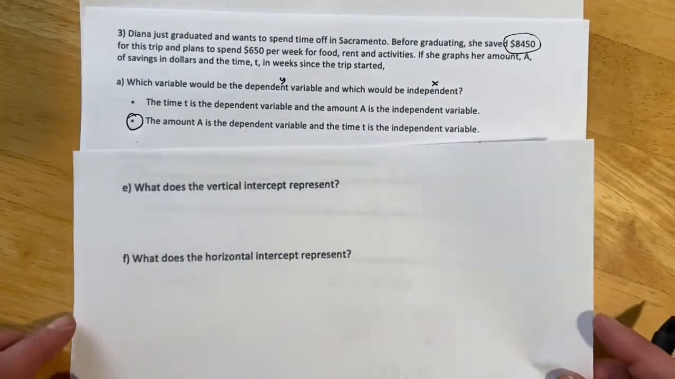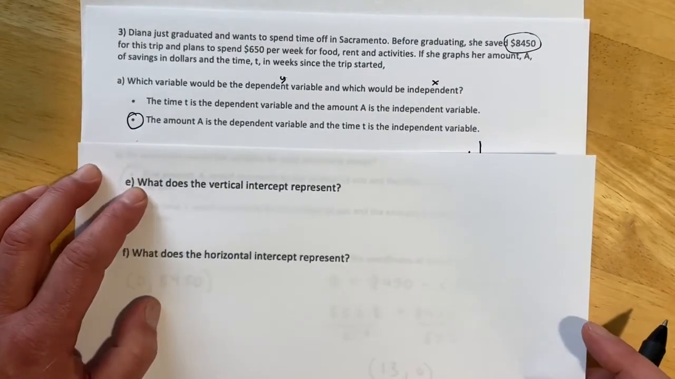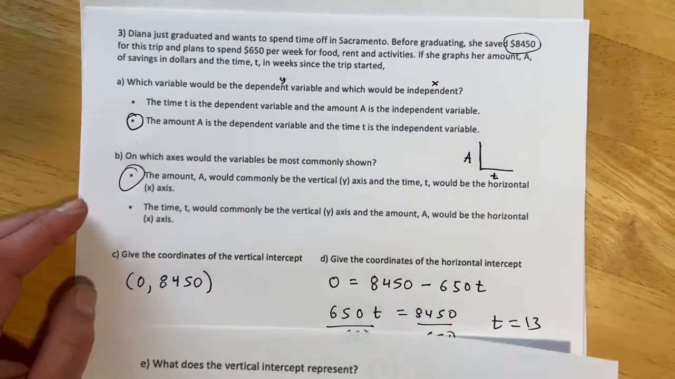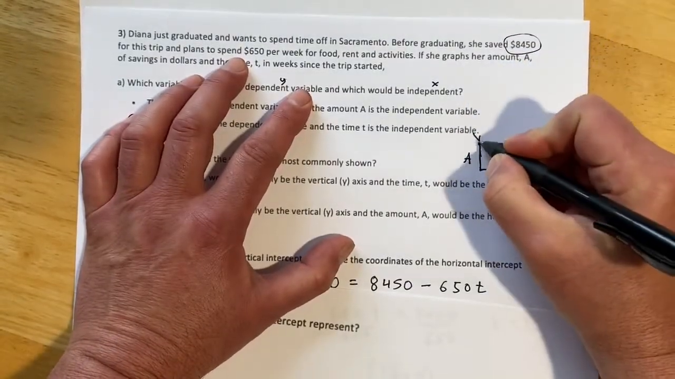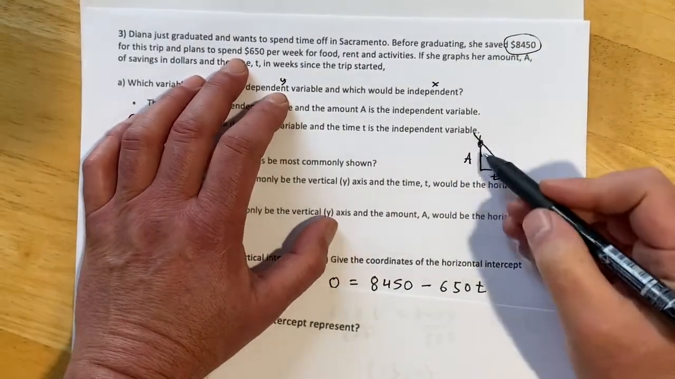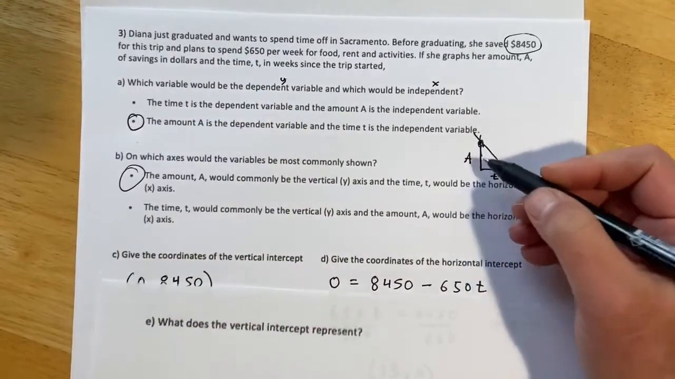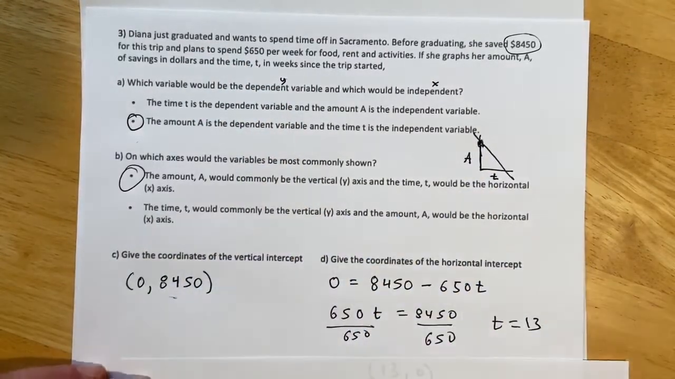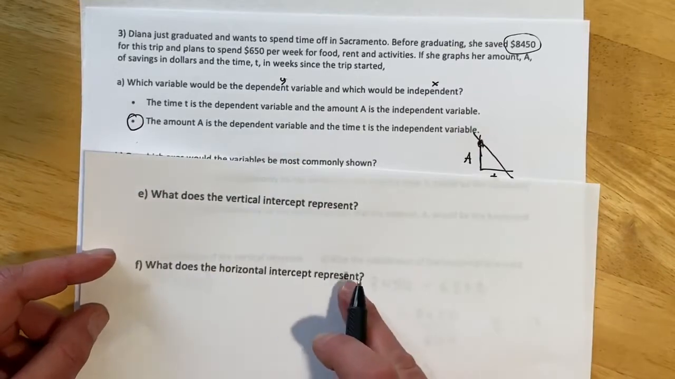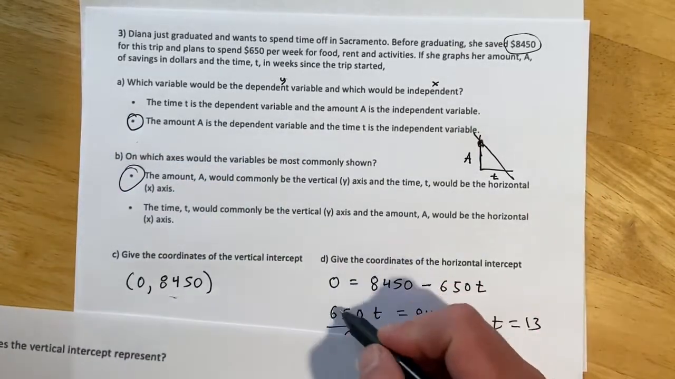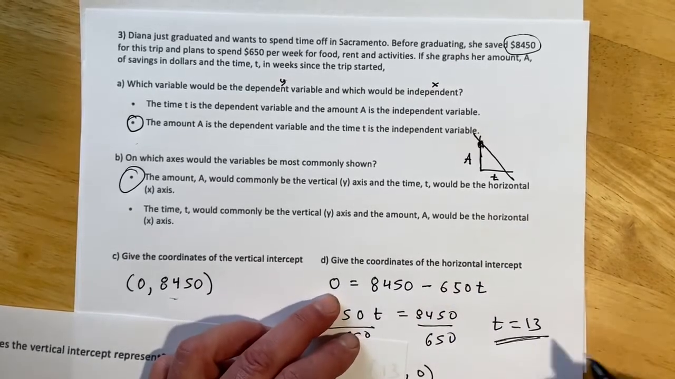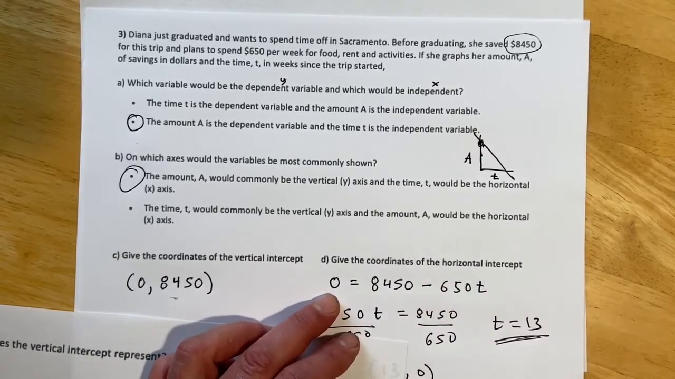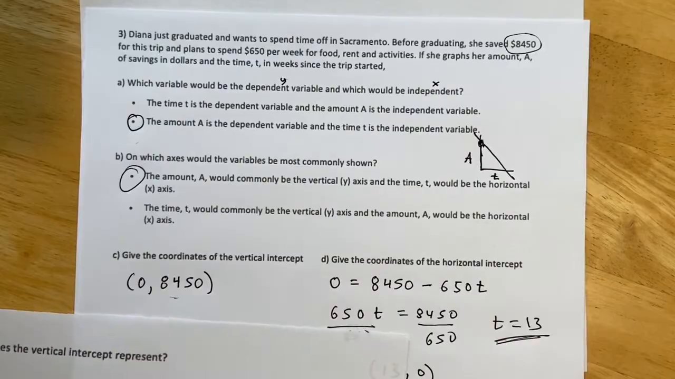And so then part E on this question is, what does the vertical intercept represent? And so again, if we're thinking of this graph, the vertical intercept would be how much money she had at the start of the trip. So that was how much she had saved. And then what does the horizontal intercept represent? Remember, that's when her amount is 0. So this is how long, 13 weeks, until she's going to run out of money.